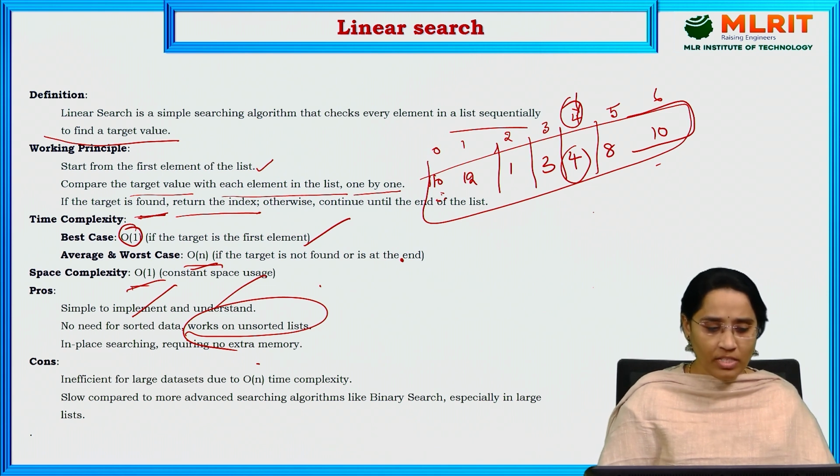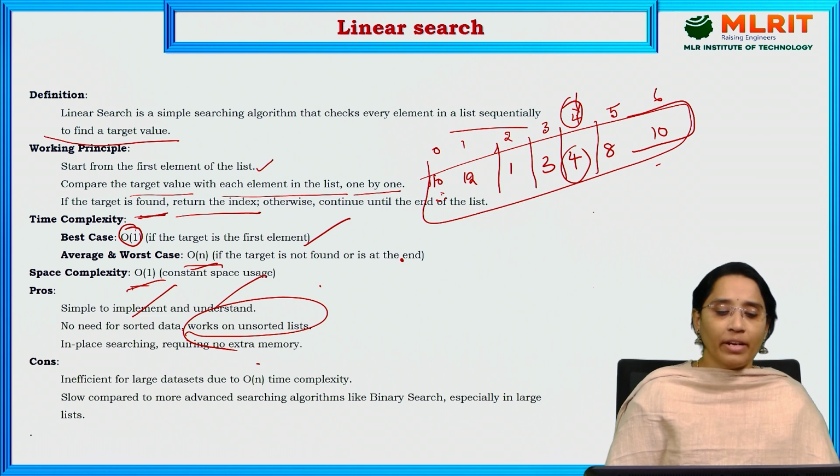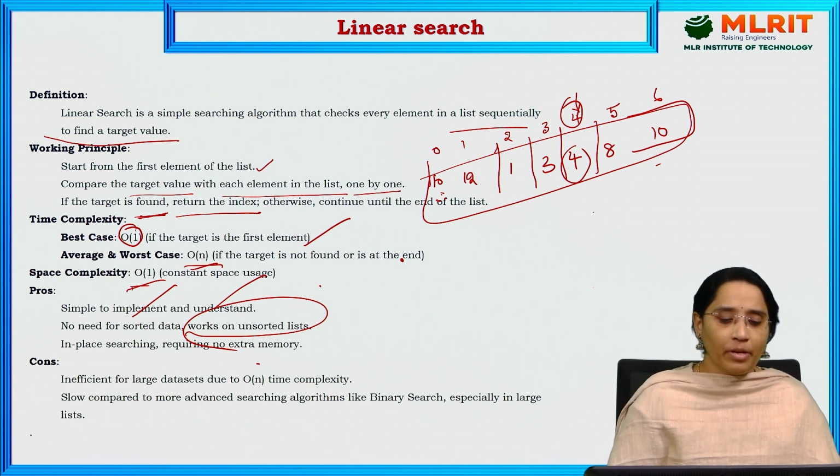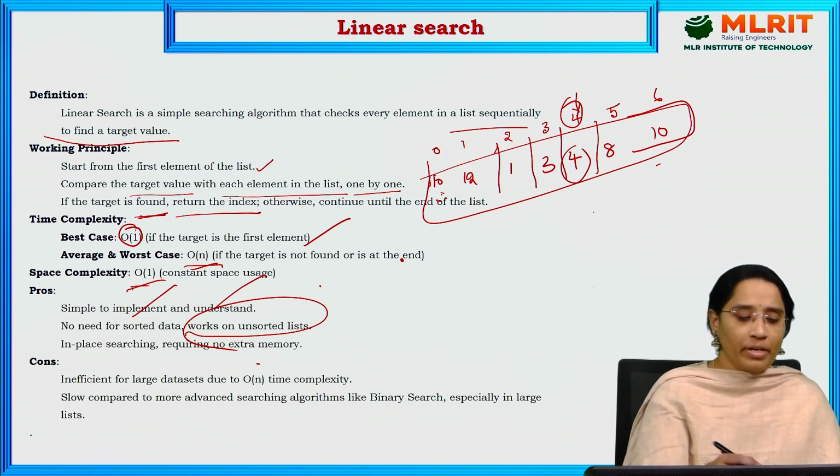It searches in place, requiring no extra memory. With that memory only, you can accommodate it.